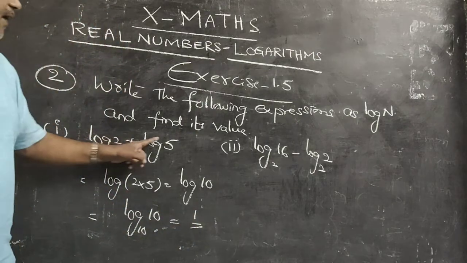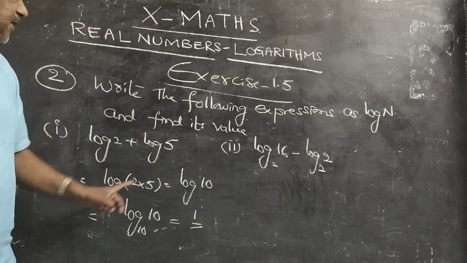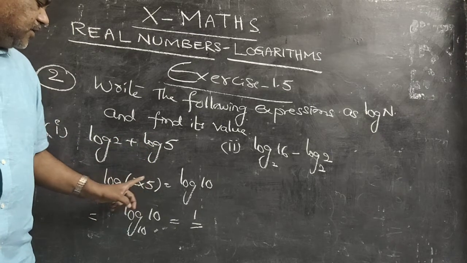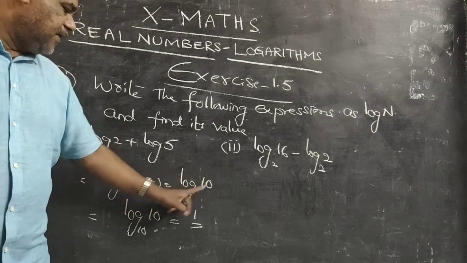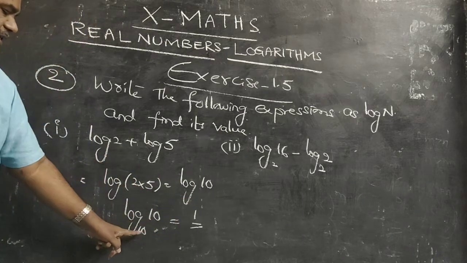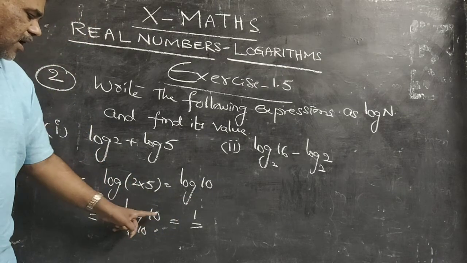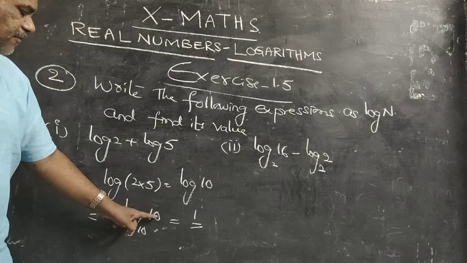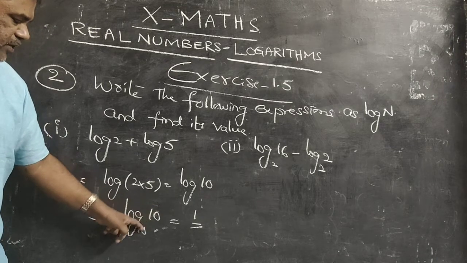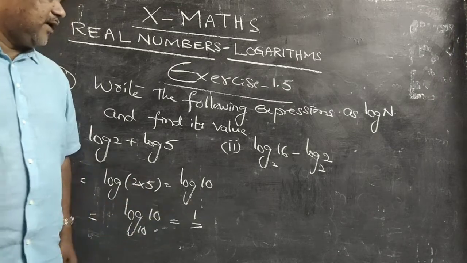So first, log a plus log b. Log a plus log b is log a into b. So log 2 into 5, log 10. If base is not mentioned, it is considered as 10. Then it will become log a base a. Logarithm of a number with itself as the base. So it is 1. So the answer is 1.